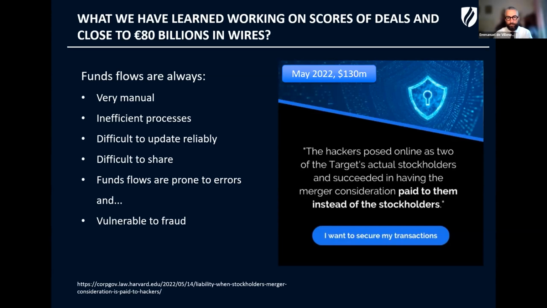What you see on the right part of the slide is a picture of a real story, which occurred in May 2022 in the US, where hackers managed to find their way into an email conversation and had the bank wire instructions changed. Part of the payment of the purchase price was paid to them in Asia and not to the right shareholders. This is an actual risk that we all need to be very aware of and take steps to prevent. So how to do that?